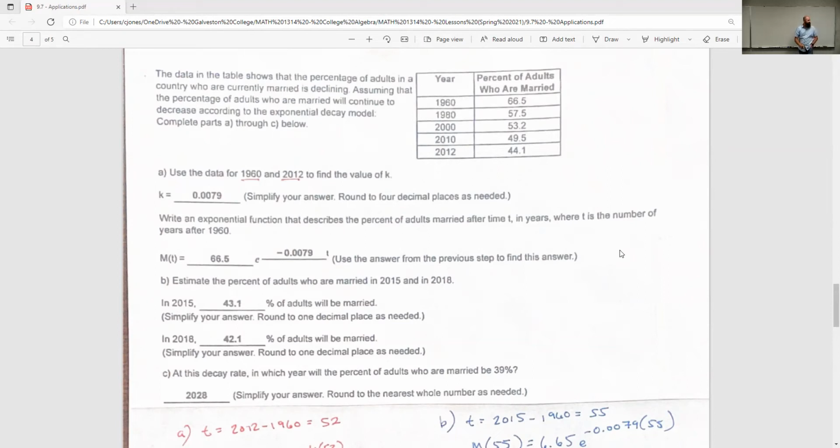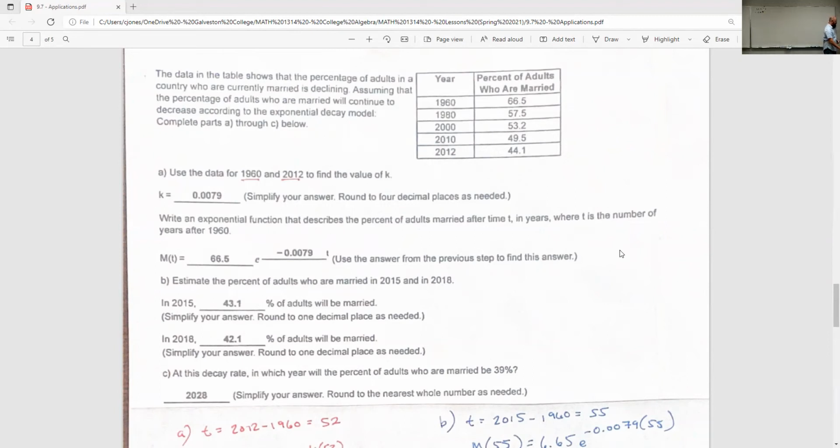So I'm going to write those down. In 1960 we have 66.5, and then 2012 is the other one, right? 44.1. I just want that information there so that I can see it, because I want to be able to work with those pieces.